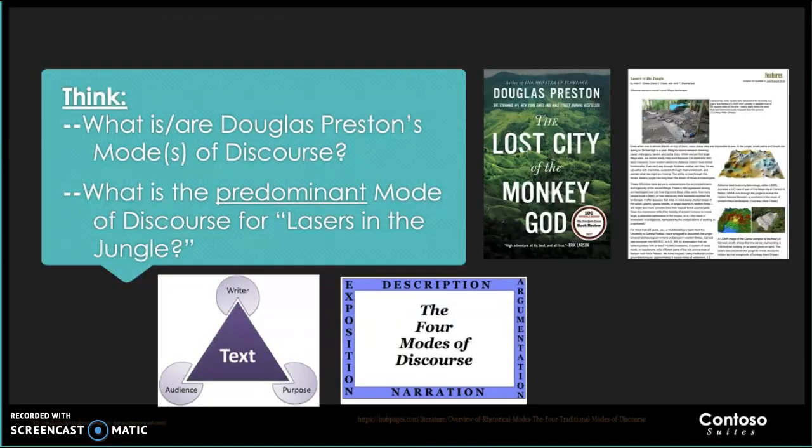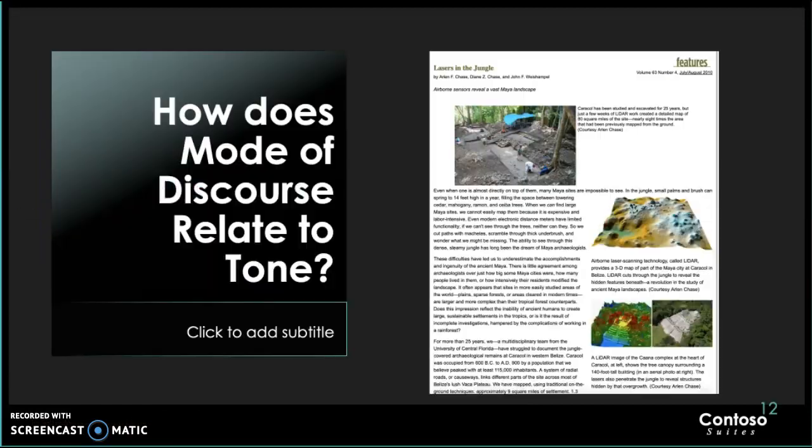All right, so then this question you can pause and you can think about. What are Douglas Preston's modes of discourse? And what is the predominant mode of discourse in Lasers in the Jungle? I want you to actually think about that. What is the predominant mode of Lasers in the Jungle? Okay, think about that. And then, how does mode relate to tone?